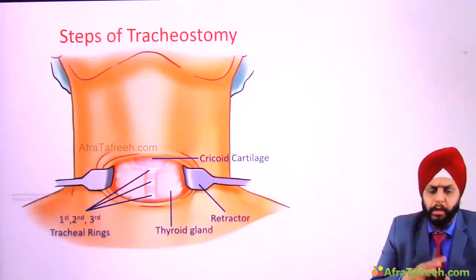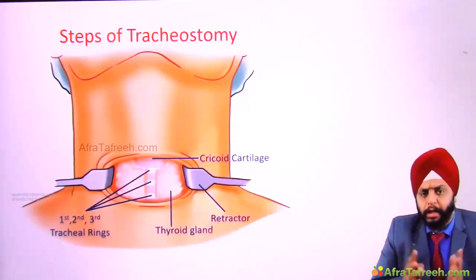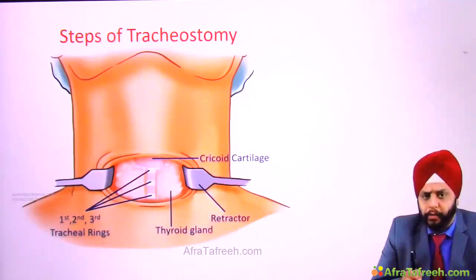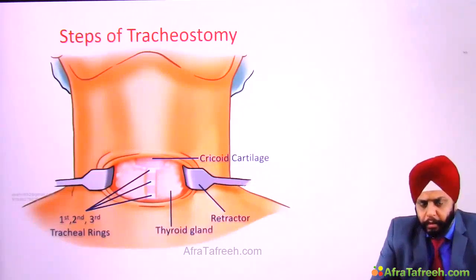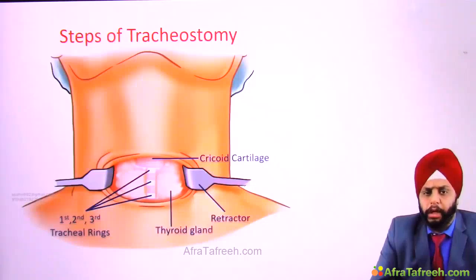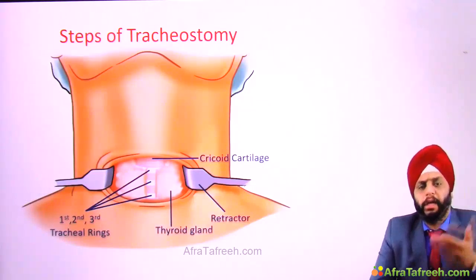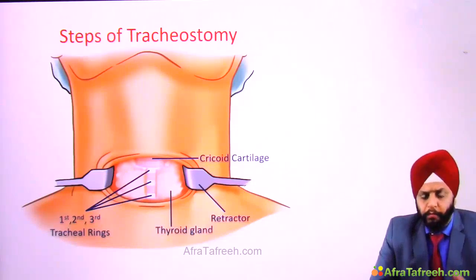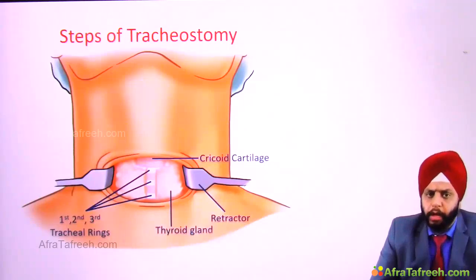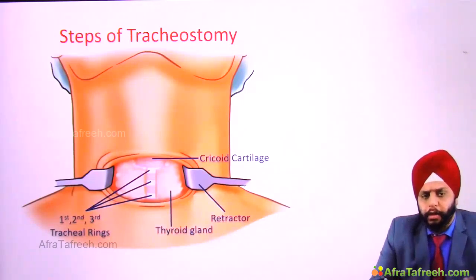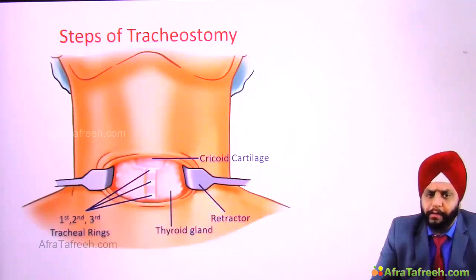So many people now routinely cut the thyroid gland at the isthmus and then they do the tracheostomy. I personally don't prefer to cut the thyroid gland. We can just simply lift it up at the isthmus and do the tracheostomy. But of course, if there is a problem, you can always cut it.